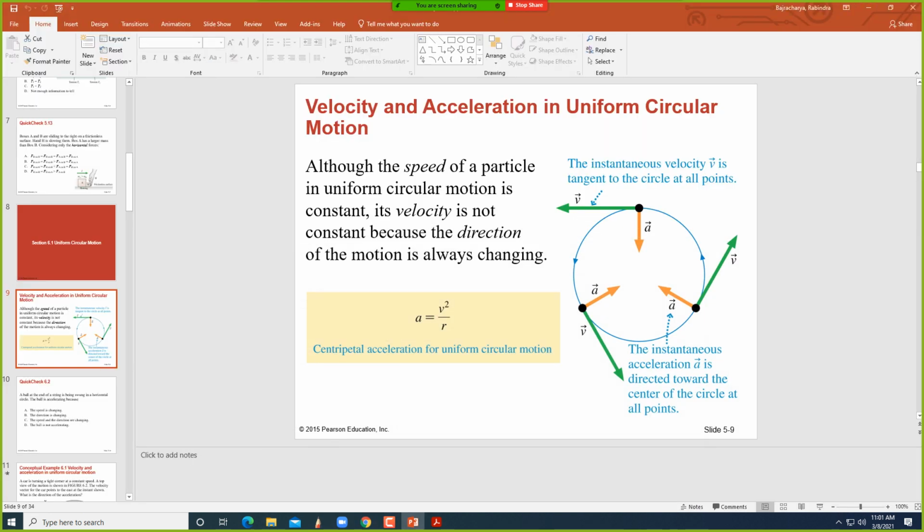So today we'll start a new topic. The new topic is circular motion, uniform circular motion.